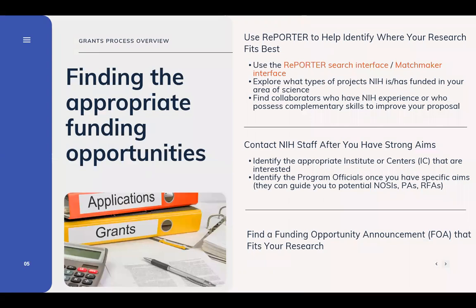So the first thing that you should do when you're thinking about finding appropriate funding opportunities is look at this reporter search interface. So I recommend that you all, when you have the opportunity, pull that up. You can just type in reporter search interface and it'll come up with the whole dashboard. So that you can look for similar NIH opportunities or grants that are being funded, similar funding opportunities.